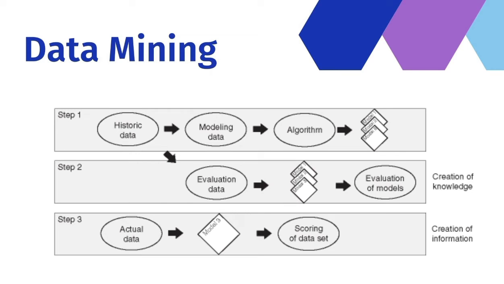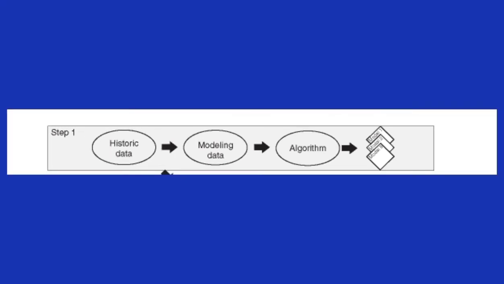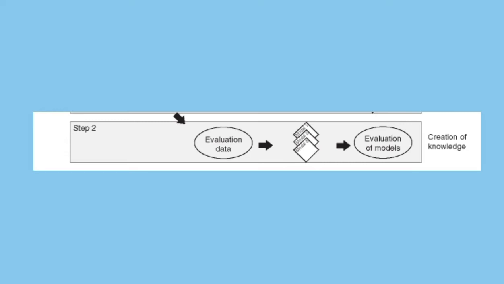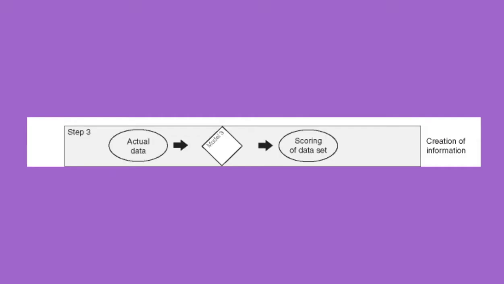Figure 4.5 shows the data mining process in 3 steps. First is creating a number of models, second is selecting the best model, and third is using the selected model.